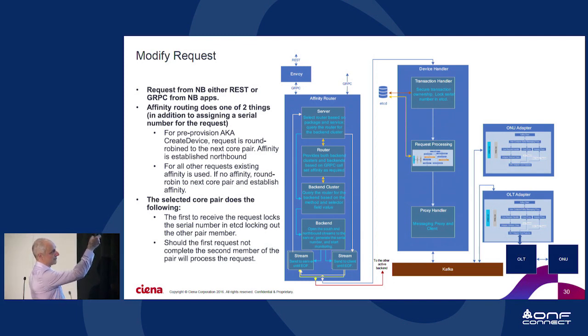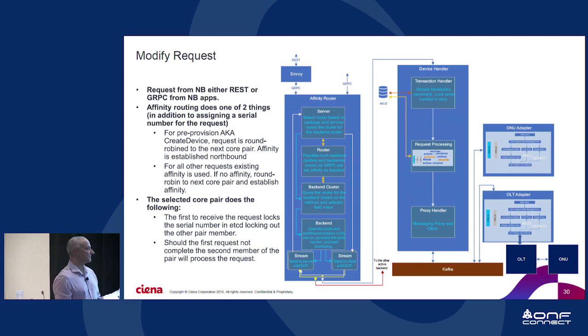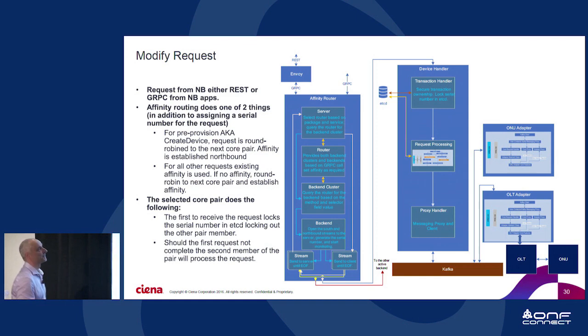and the call goes through, as I said earlier. It hits the server. The server selects the router based on the package and service. It uses the router to find the backend cluster, and then the backend is found based on the information in the protobuf itself, one of the fields in the protobuf. Then it creates two streams and sends it down to the device handler. I'm only showing one of the device handlers here.